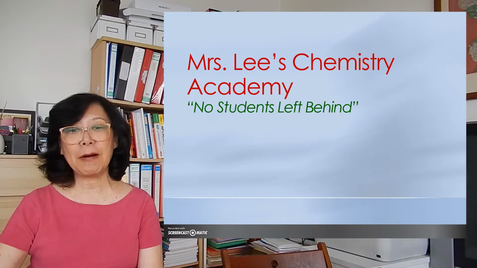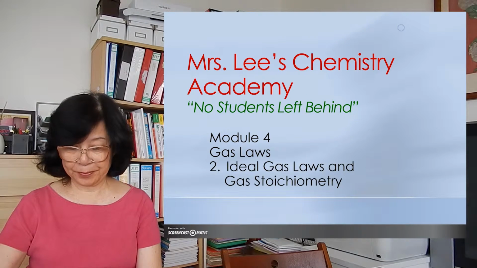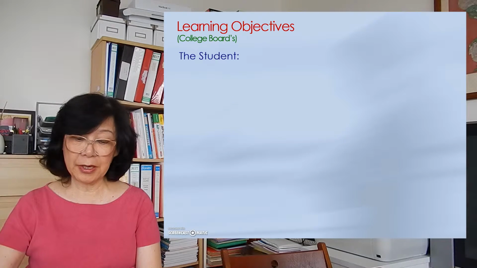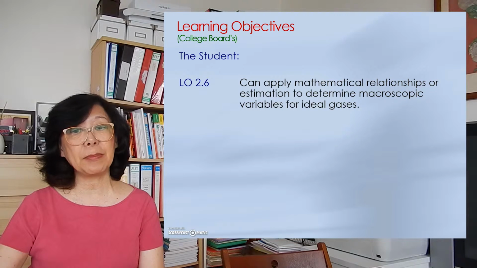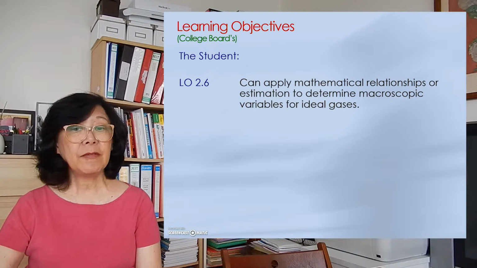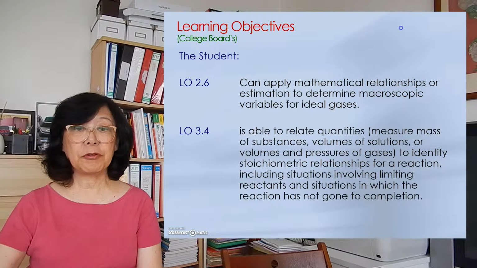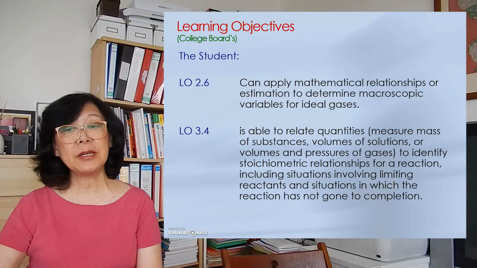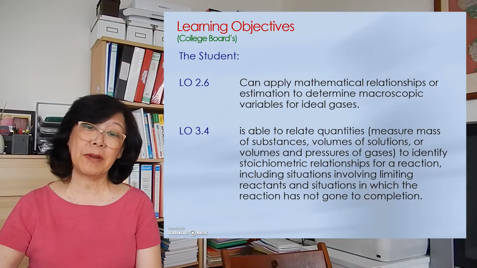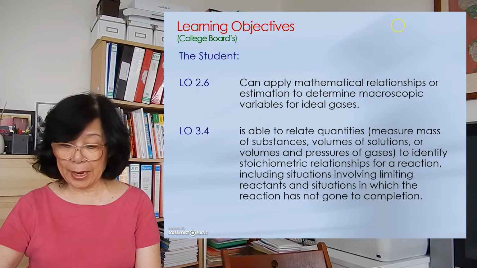Today we're going to talk about ideal gas law and gas stoichiometry. Now this is tied to the learning objectives from College Board, LO 2.6, that a student can apply mathematical relationships or estimation to determine variables for ideal gases. LO 3.4, the student is able to relate mass or volume or pressure to identify stoichiometric relationship in a reaction, including those involving limiting reactants.